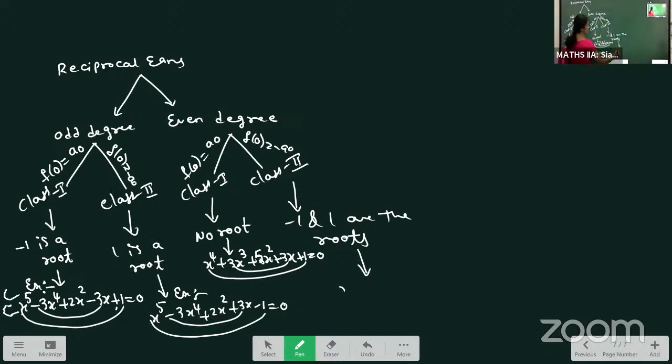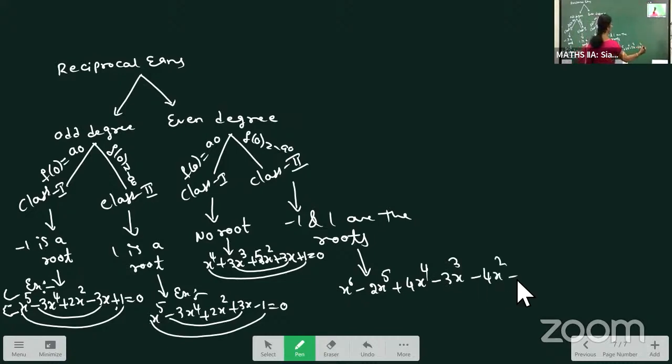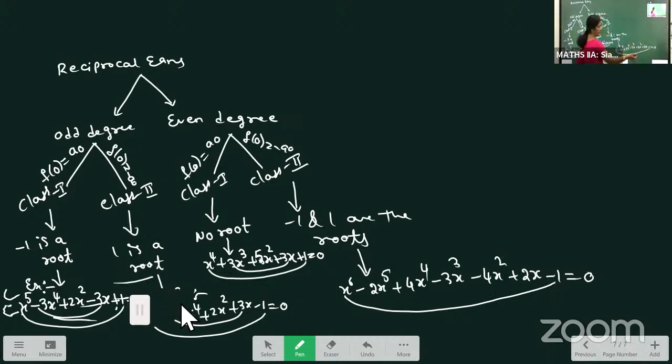Example is x to the power 6 minus 2x to the power 5 plus 4x to the power 4 minus 3x cube minus 4x square plus 2x minus 1 is equals to 0. If you observe here, x to the power 6 is an even number. That is why we call it even degree. Then reciprocal or not? Coefficient of x power 6 is 1 and the constant is minus 1, opposite in sign. Not only one element, the remaining also it should tally.